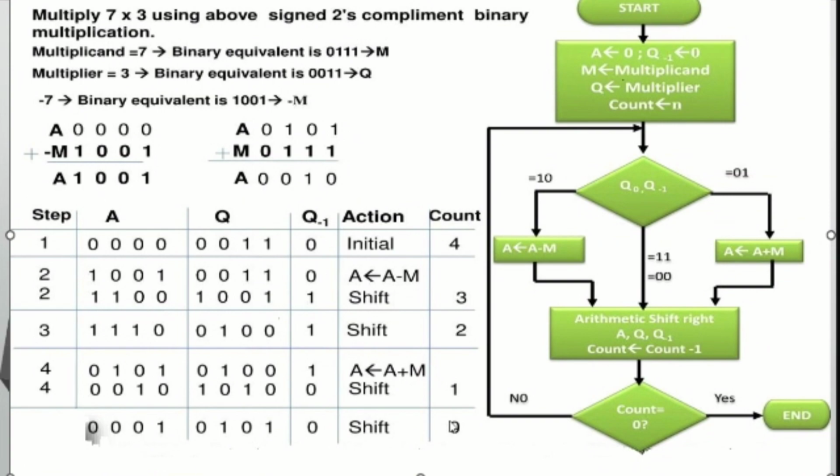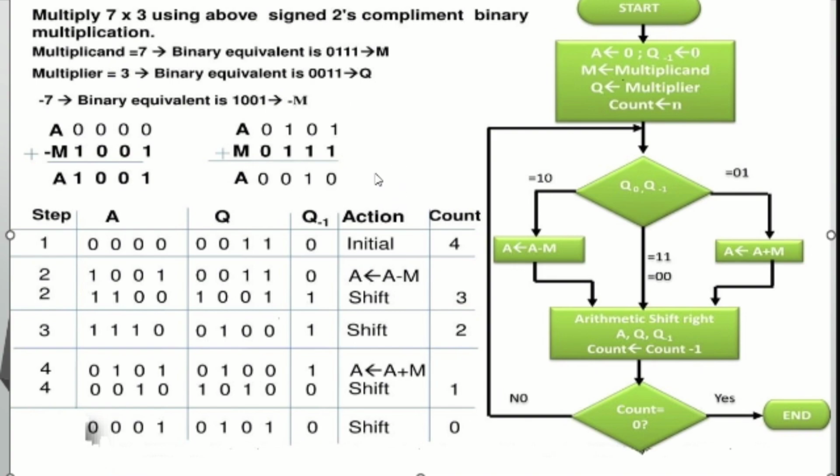Here we have a table with 5 blocks, where A is the accumulator register, Q is the multiplier, this one is for the Q minus 1 bit register, this is for the operation, and this is for a counter. We will perform the operation until the counter is 0, as shown in this table. When the counter is 0, we exit from this program. Here 7 is the multiplicand and 3 is the multiplier.